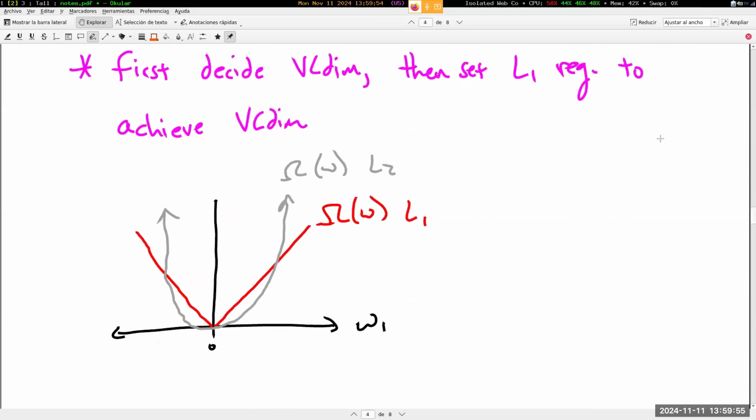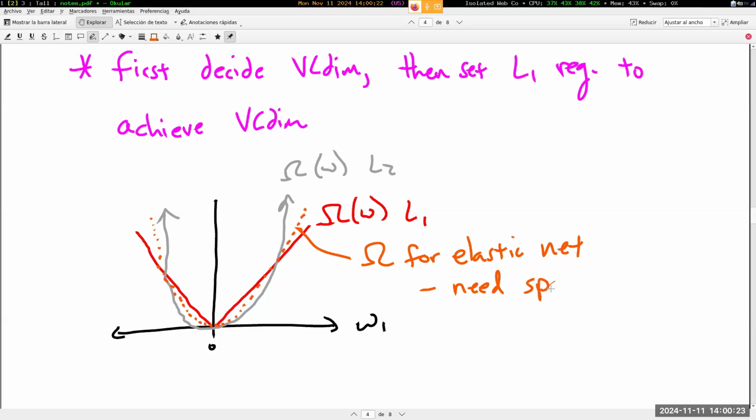The elastic net regularization again looks like it's going to be somewhere in between these regularizations, and it's a mixture of these. The orange line right there is the omega for elastic net. And you use elastic net if, again, you need sparsity from L1, but the computational speed of L1 is too slow, and so you want a little bit faster with L2.